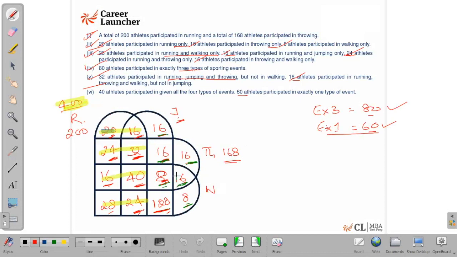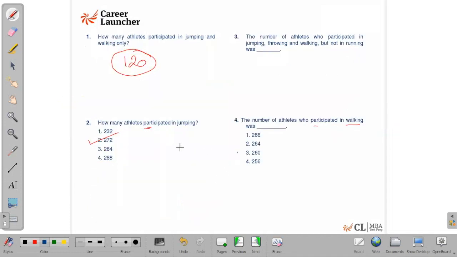And walking is going to be, how much is walking? Let me change the color of the pen. I'll take blue. For walking, 16, 56, 80, 108, 116, 132, 140, 260. It's coming out to be 260. So walking is 260.